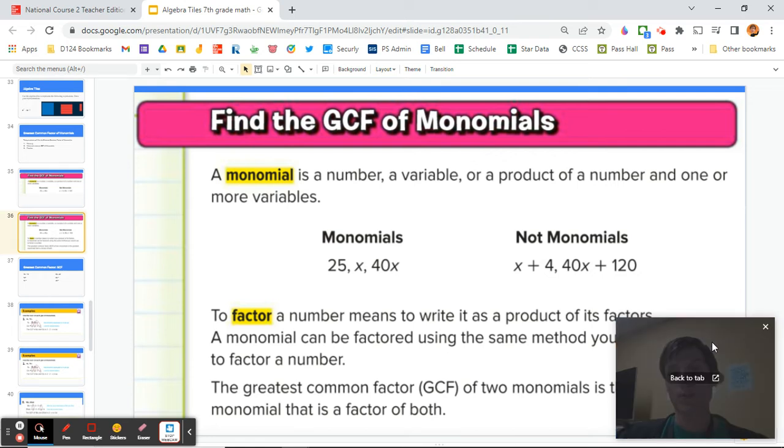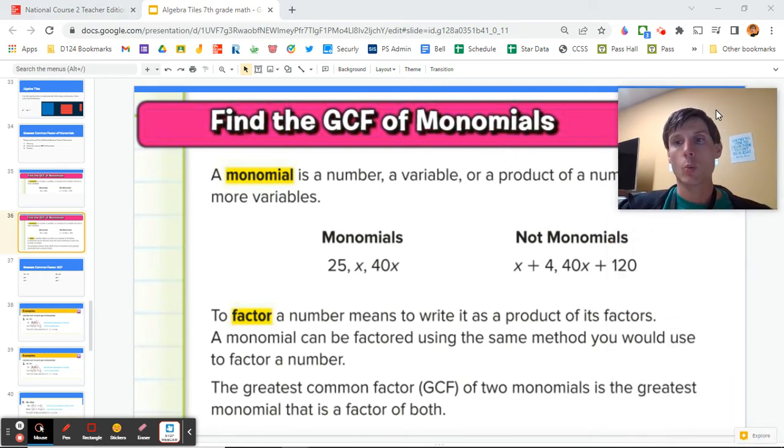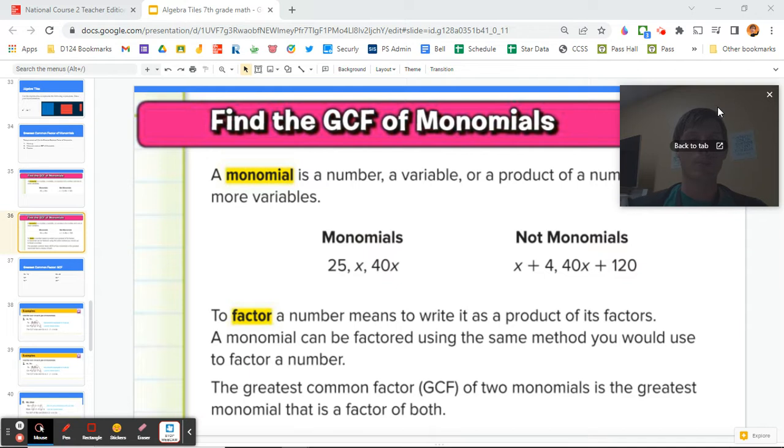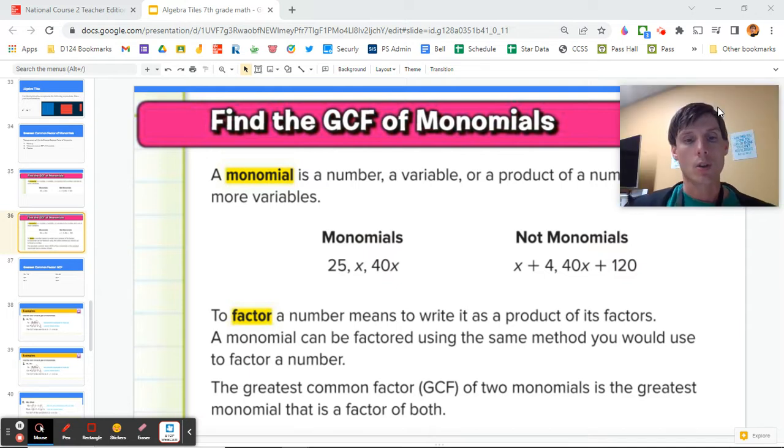So factoring, what is factoring about? Okay, we've done this in the past, but maybe we need a little review of this. To factor a number means to write it as a product of its factors. Okay, so what are the numbers that multiply together to make that number? We say factors are few, multiples are many. Multiples are how you multiply a number out. Factors are the numbers that divide evenly into that number.